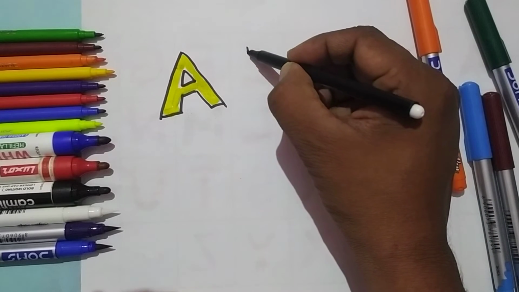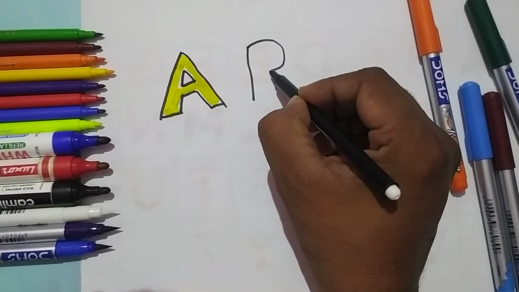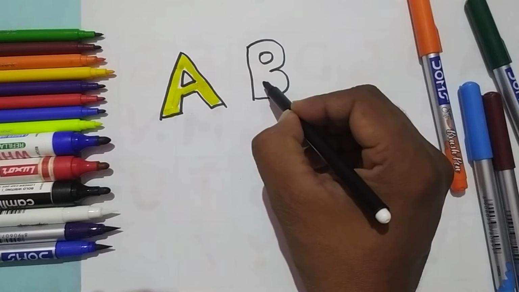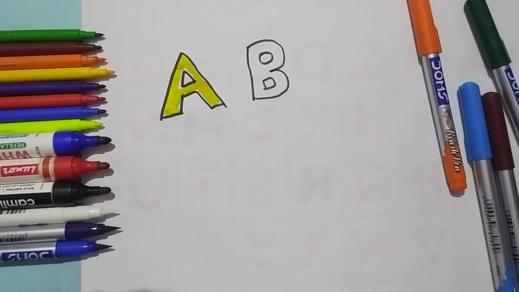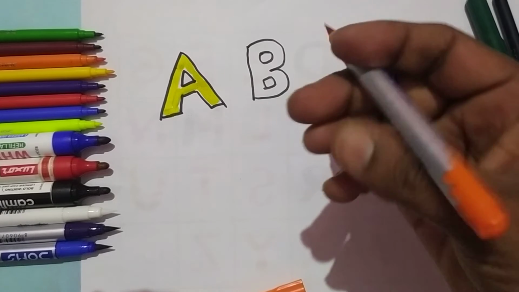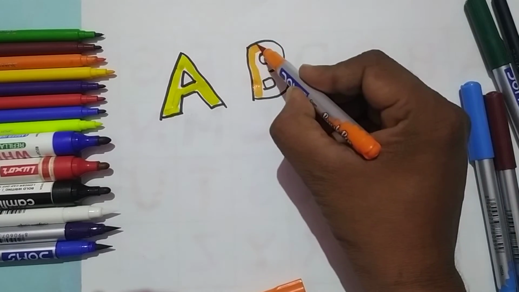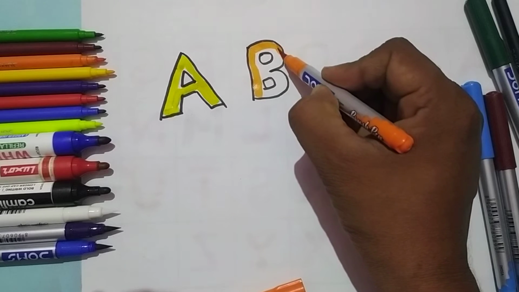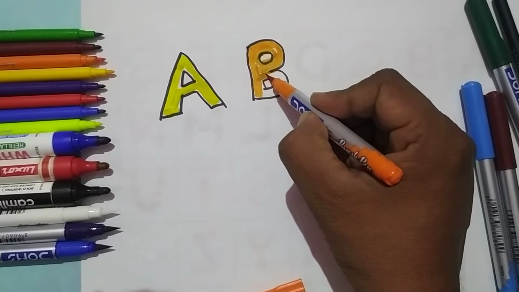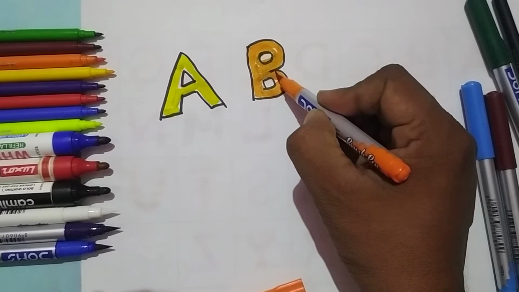B for ball. B for bat. B for bat. Orange color. Okay. B for ball. B for bat. B for ball. B for bat.